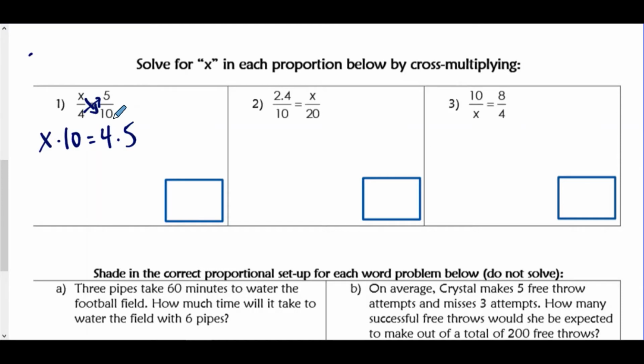And now we're going to solve that equation. I just want to simplify this a little bit. I'm actually going to rearrange this. We prefer to see the number in front, so I'll call that 10x. And 4 times 5 is 20.